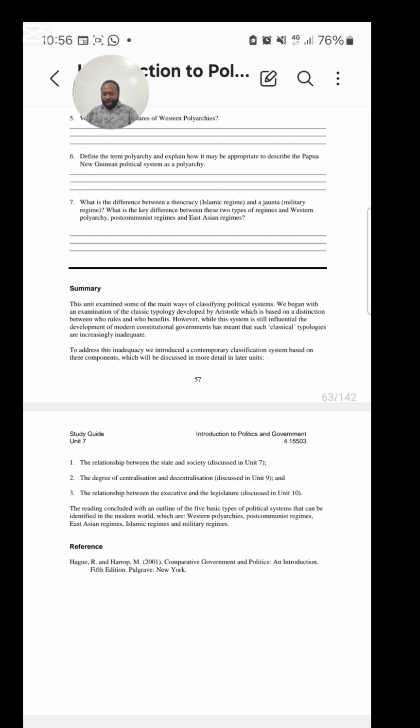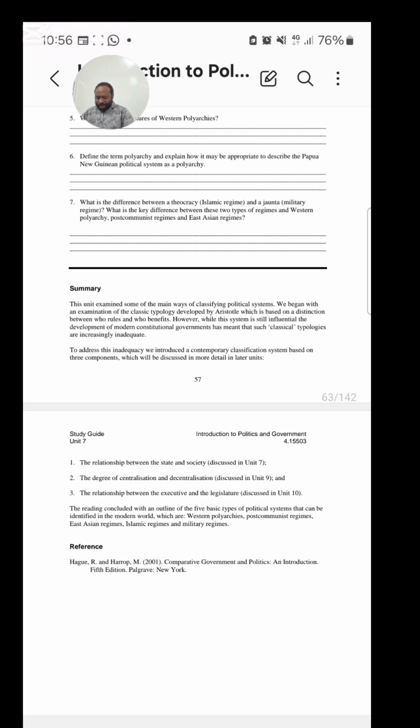However, and I'll read, while the system is still influential, the development of modern constitutional government has meant that such classical typologies are increasingly inadequate. That is why Hague and Harrop decided to develop their own typology of classifying political systems. Okay?